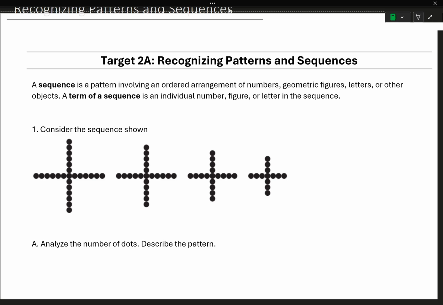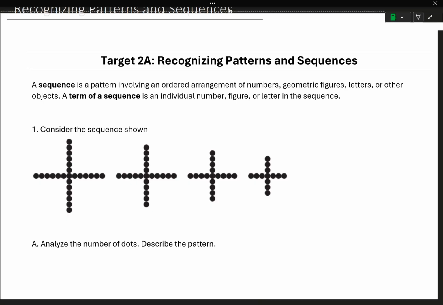Hello, and welcome to a little video about recognizing patterns and sequences. A sequence is a pattern that involves an ordered arrangement of numbers, geometric figures, letters, or other objects. A term of a sequence is an individual number, figure, or letter in the sequence. That's really what we're going to be exploring.